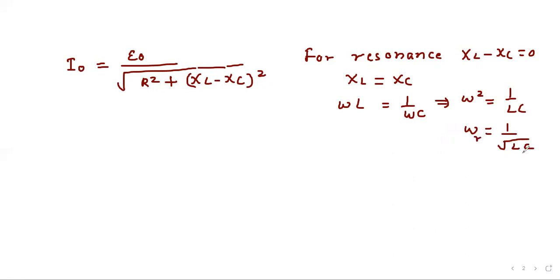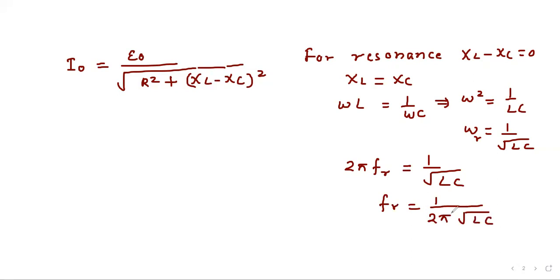This is resonant angular frequency, but omega equal to 2 pi f. So let's write it as fR equal to 1 upon root LC, or fR will be 1 upon 2 pi root LC. This is resonant frequency.